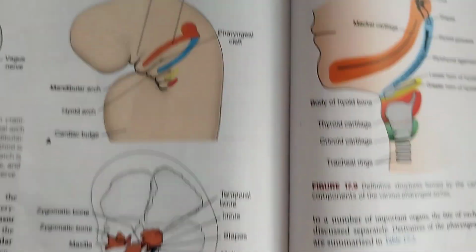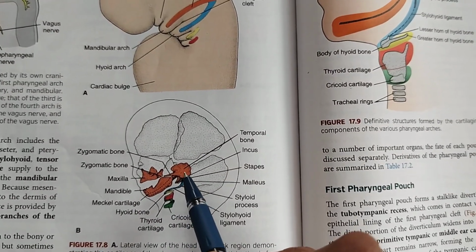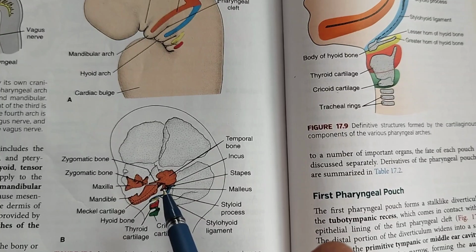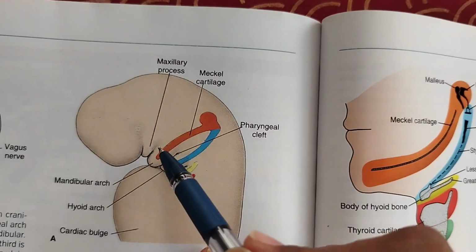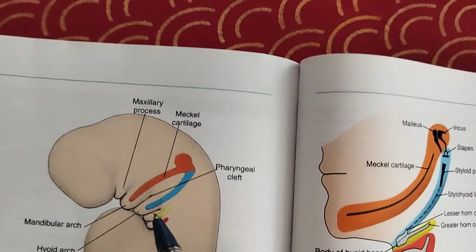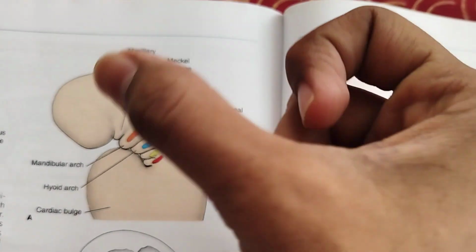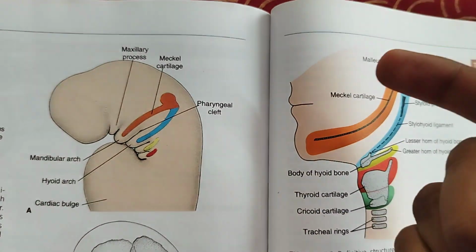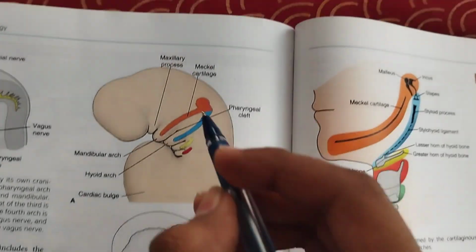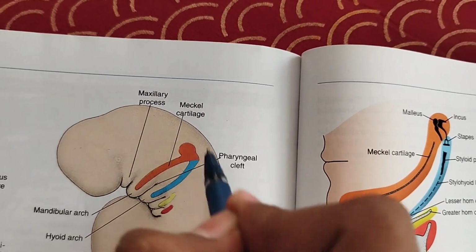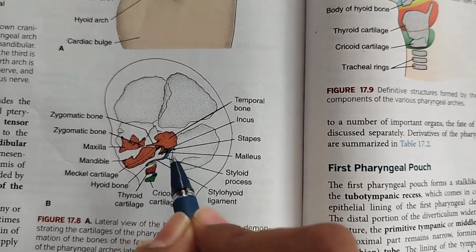And the maxillary process will form this bone, maxilla, some part of temporal bone, and also zygomatic bone. The mandibular arch is around this Meckel's cartilage. Suppose this is the Meckel's cartilage, around this the mandibular arch is present. So around this Meckel's cartilage it will form mandible, and this portion of Meckel's cartilage that will remain will form incus and malleus.